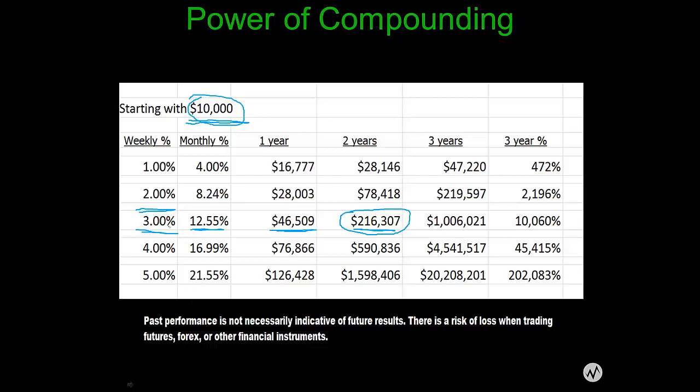Okay, so again, the goal of trading should be to compound your trading account at a reasonable, consistent level while keeping your losses small.